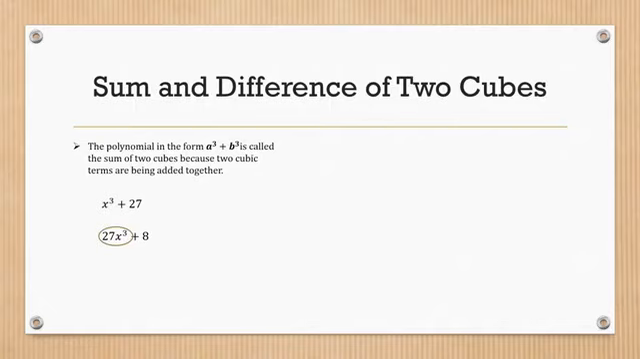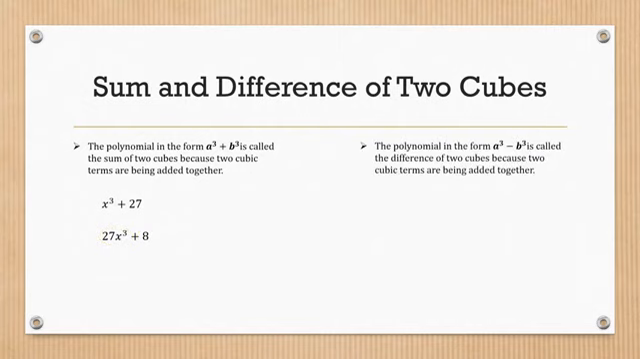Yes, 27 is a perfect cube. X cubed is a perfect cube. So both of them are perfect cubes. So your first term now is a perfect cube. How about the second term? The second term is still a perfect cube. So this expression is a sum of two cubes. Okay? Let's have the difference.